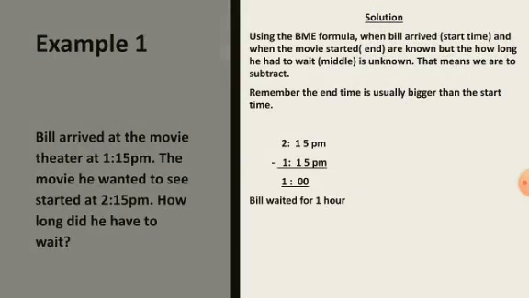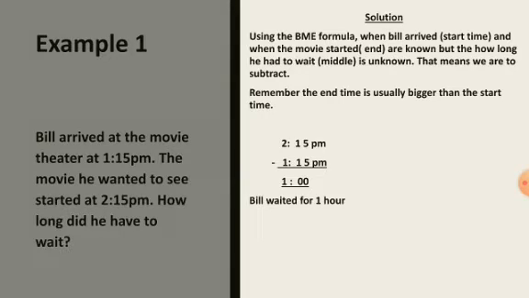Example 1. Bill arrived at the movie theater at 15 minutes past 1 p.m. The movie he wanted to see started at 15 minutes past 2 p.m. How long did he have to wait? Now, solution. Using the BME formula, when Bill arrived is our start time, and when the movie started is the end time. So we're given a start time and an end time, but how long he had to wait, which is the middle, is unknown. And like we said earlier, when we are looking for the middle, we subtract.